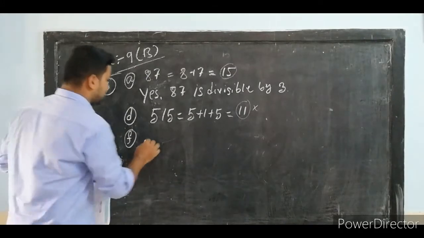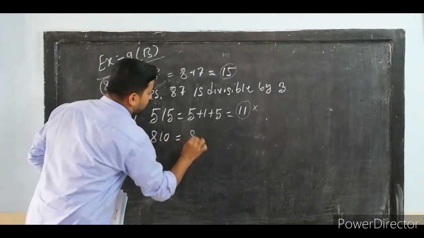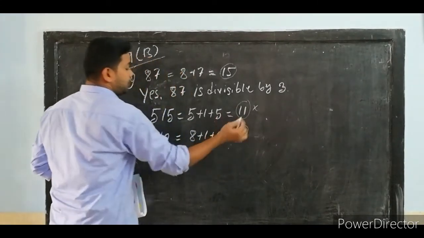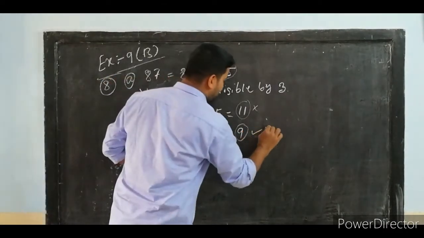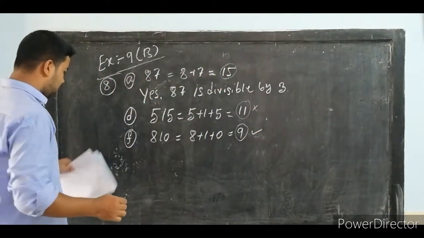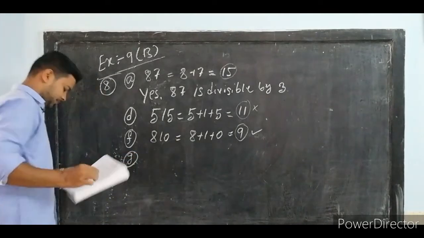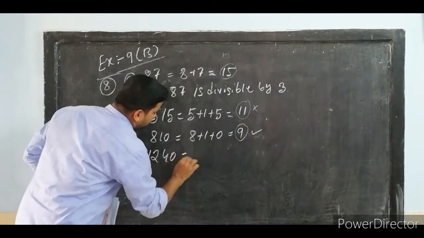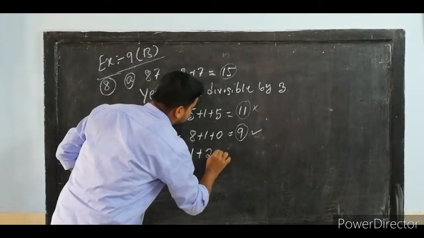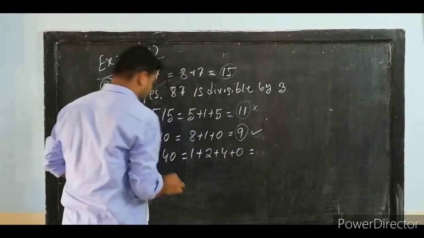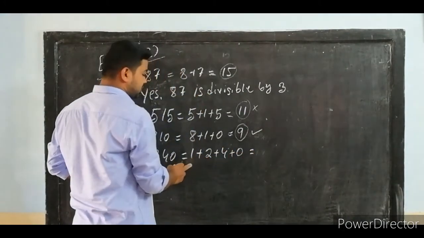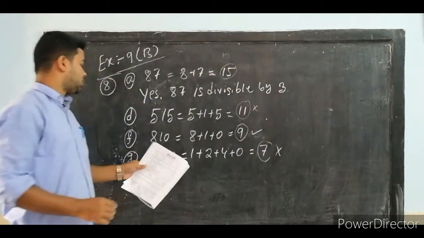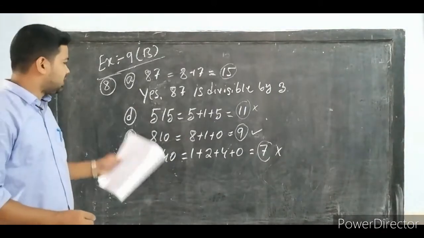In F, the number is 810. So here we have 8 plus 1 plus 0 equals 9. Since 9 is divisible by 3, 810 is also divisible by 3. After F, now let's go for question G. In G we have 1240. So 1 plus 2 plus 4 plus 0, isn't it? 2 plus 1, 3 plus 4 is 7. Since 7 is not divisible by 3, 1240 is also not divisible by 3.